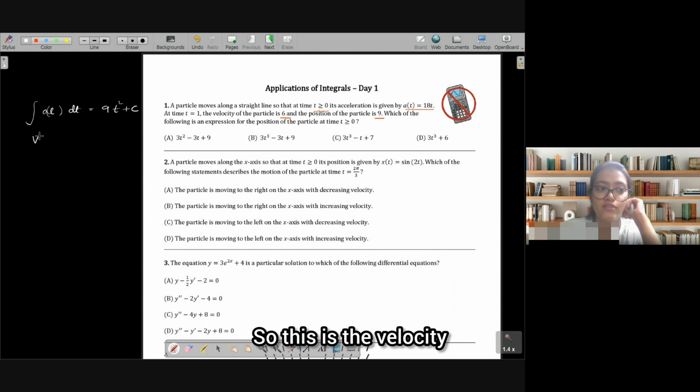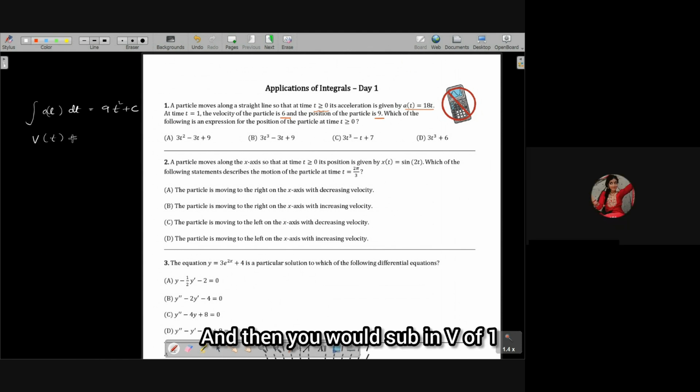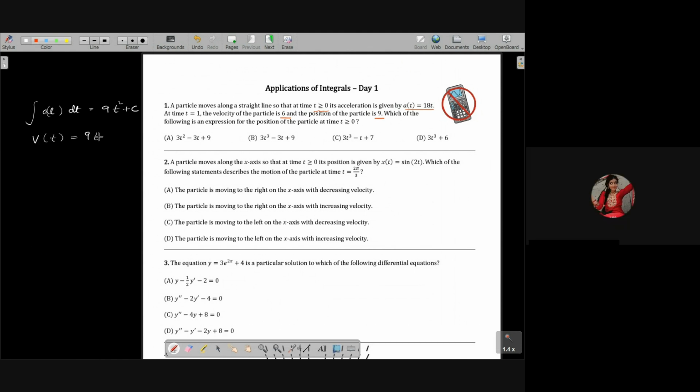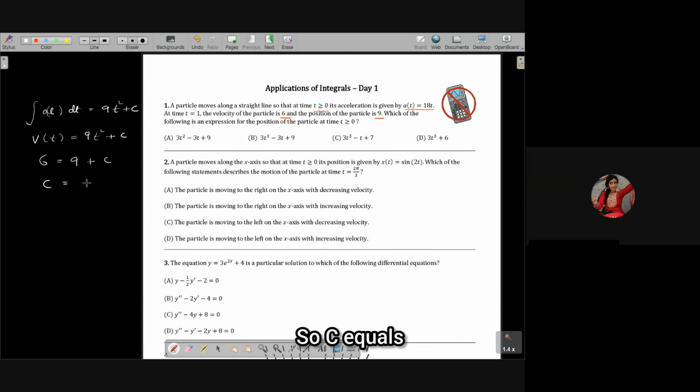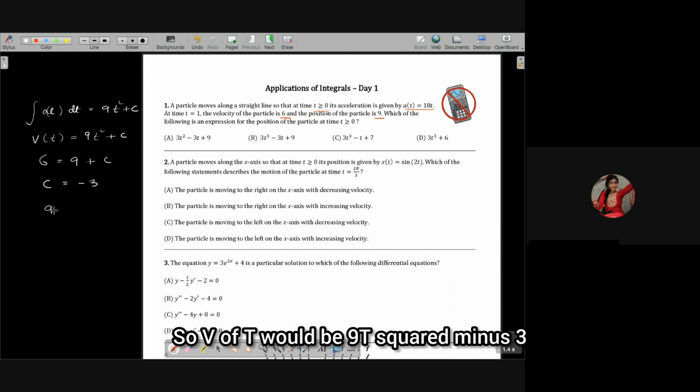So this is the velocity. Then you would sub in 1 and set it equal to 6. So 6 is equal to 9 plus c, so c equals negative 3. So v of t would be 9t squared minus 3.